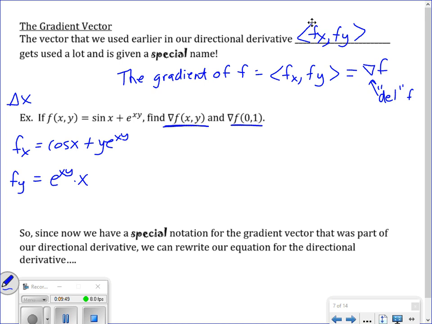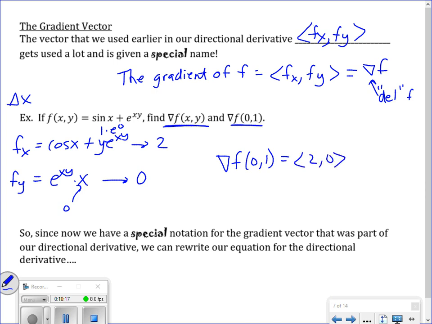All right, so I have to plug in 0, 1 into these things. Of course, cosine of 0 is 1, and here I get 1 times e to the 0, so it's also 1, so 1 plus 1 is 2. And over here I have a multiplier of 0, so this whole thing will go to 0. So my del f at 0, 1, my gradient vector at 0, 1, is 2, 0.